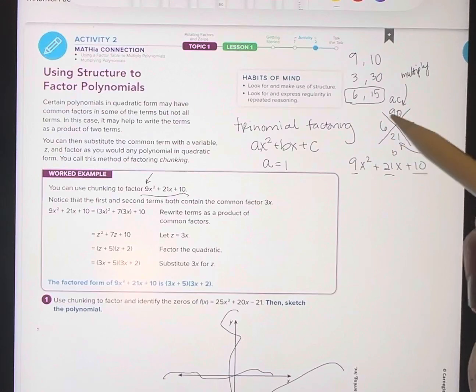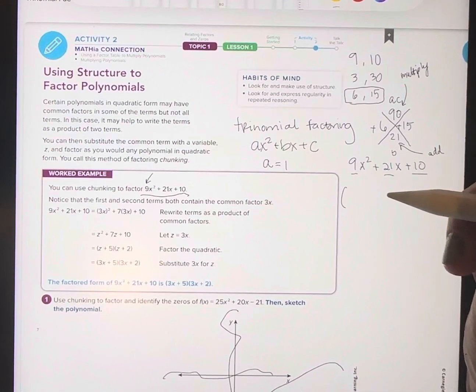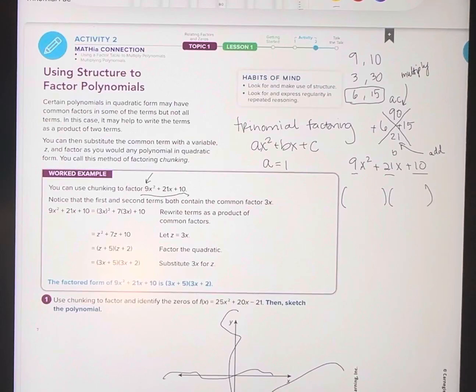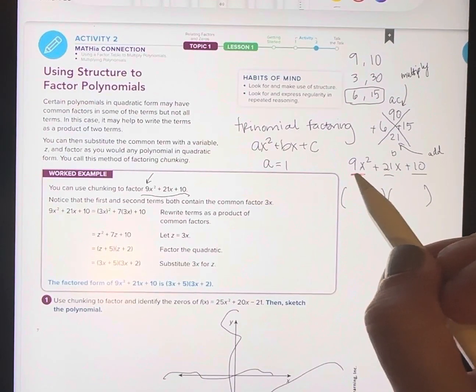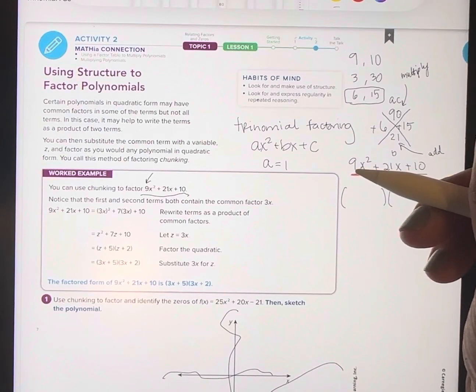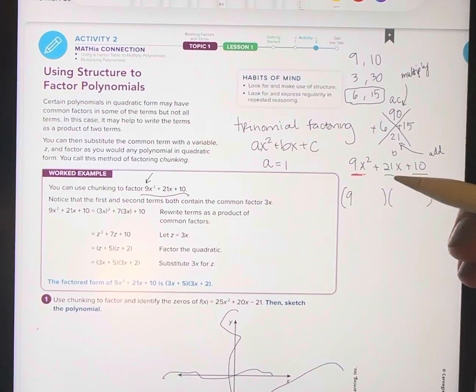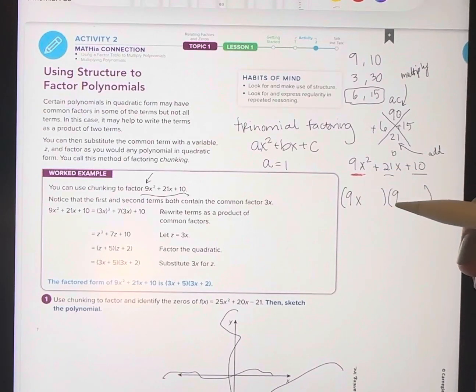Now they're both positive because you add them up and they make 21. Multiply them, they make 90. Now here's what we do. We set up our two parentheses as usual. And then what we're going to do, and this is wrong, but we're going to be temporarily wrong, is we're going to put 9, whatever number a was, 9, and x in both parentheses.